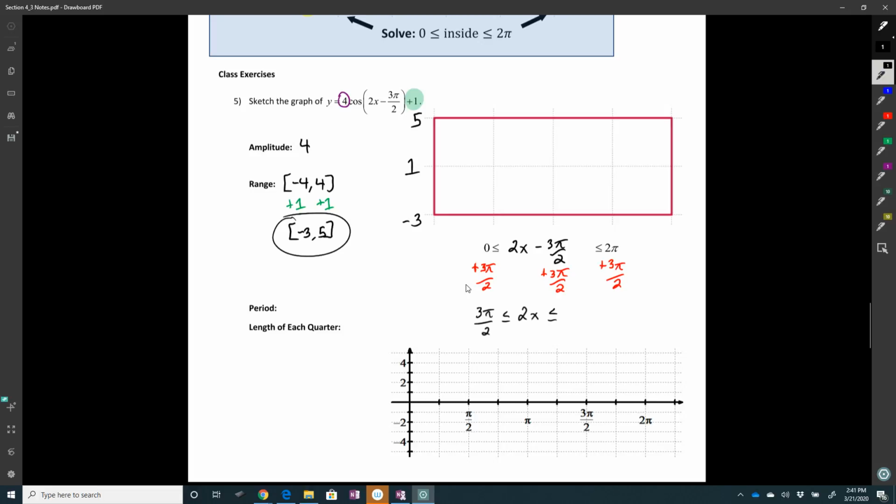So 3 halves plus 2, and you can just use your calculator here if you want. 3 halves plus 2 is 7 halves, so this is just 7 pi over 2. And then the last step is to divide by 2. Or instead of saying divide by 2, I'm going to multiply it by a half. It's the same thing, and it makes life a little easier. So my range is going to be 3 pi over 4 all the way to 7 pi over 4.